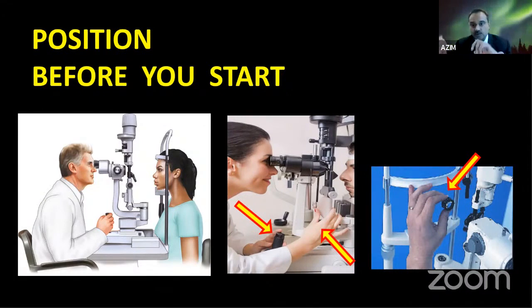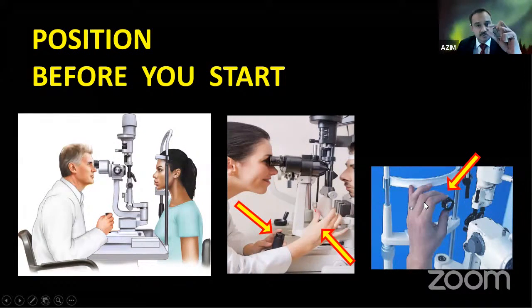One hand, depending on your dominant hand, one hand is on the joystick, one hand on the illumination, which will tilt the beam, and at the same time adjust the width also. Look here, one hand on the joystick, one hand on the illumination. And when using special lenses for retinal examination, which they'll explain later, you have to hold it in this way.